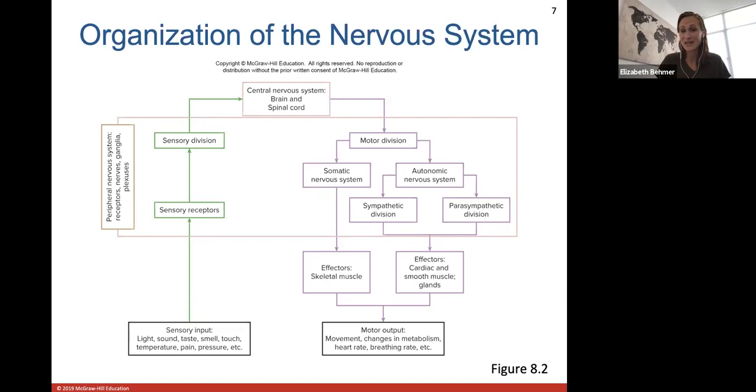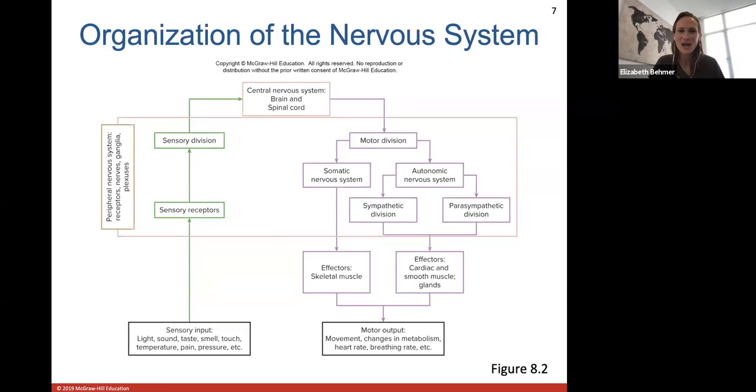So we can divide your autonomic nervous system into the sympathetic and parasympathetic divisions, where these effectors are your cardiac and smooth muscle, the glands, everything that happens automatically in the body without you knowing about it. And that all consists of motor output. So it causes you to move, changes in your metabolism, heart rate, breathing rate, et cetera. So that's how we organize the nervous system.